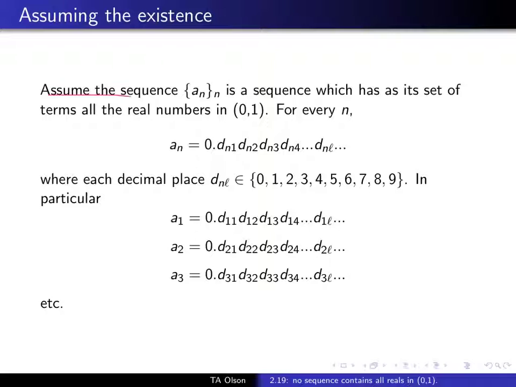All right, so let's assume we have a sequence that has a set of terms, all of the real numbers in 0, 1, and we're going to write them in decimal form. So for every n in the natural numbers, we're going to have a sub n be some decimal representation where each digit is one of the numbers between 0 and 9. In particular, a1, I'm going to use d11, d12, d13, d14, d1l; a2, d21, d22, d23, d24, d2l. And this is a way to keep track of which digits are in which place in which term of the sequence.